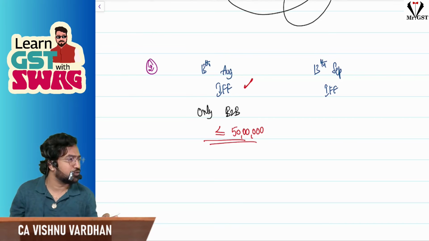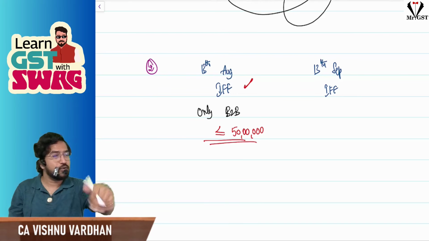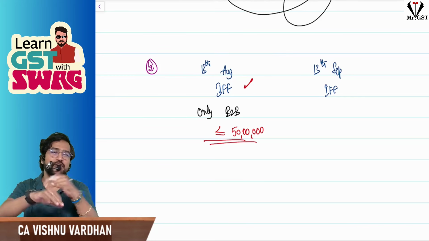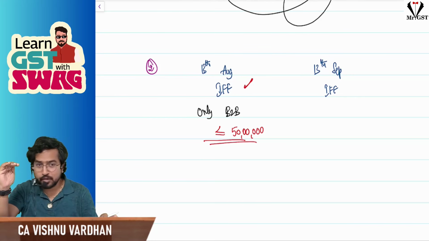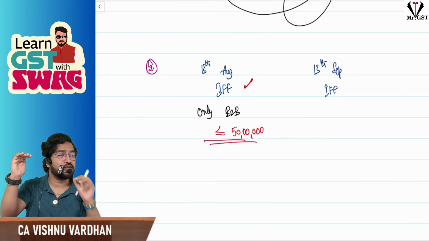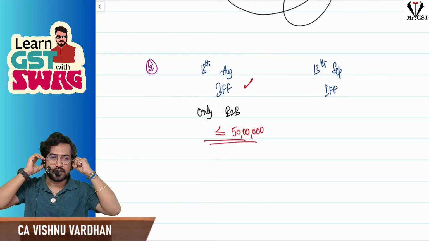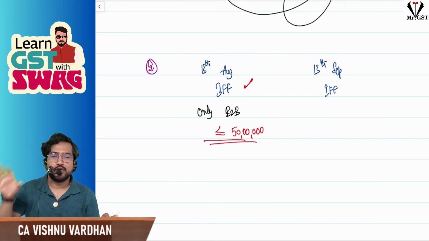QRMP is optional. The interesting part is, 1 quarter you can go QRMP, 1 quarter you can go monthly. Whenever you want you can shift. This is not like RCM, where once you select an option you should stick to it for one financial year. This is not like that. You can change whenever you want, quarter by quarter. 1 quarter QRMP, another quarter monthly.